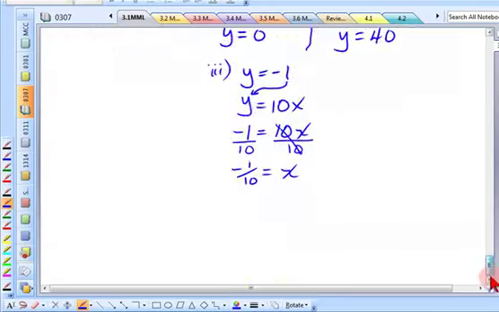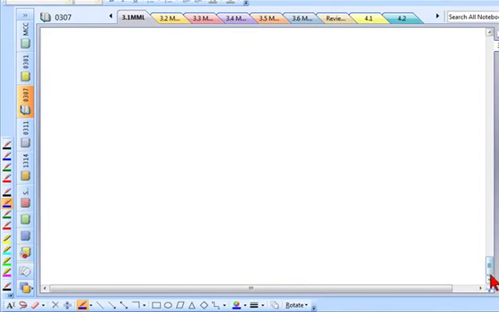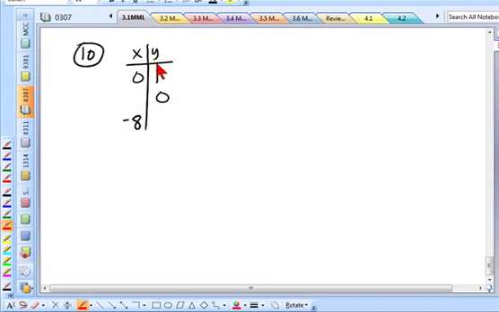We do some more of this. Number 10. I'm supposed to complete a table. And I have 0 for x, 0 for y, -8 for x, and I need to fill in the others.